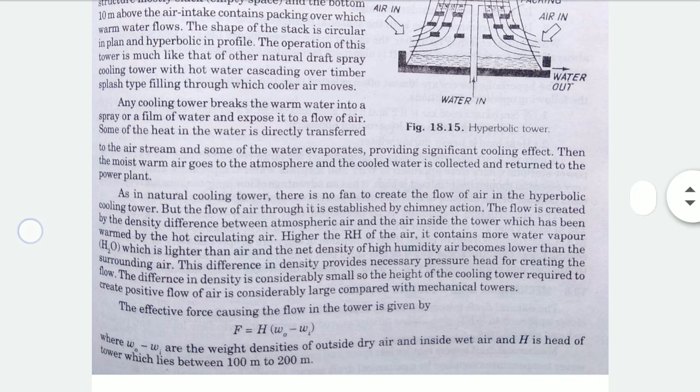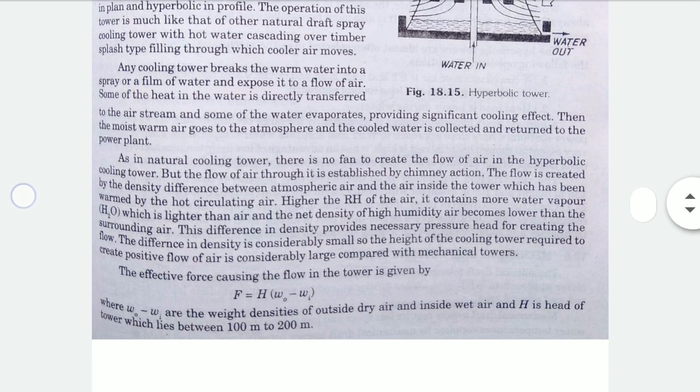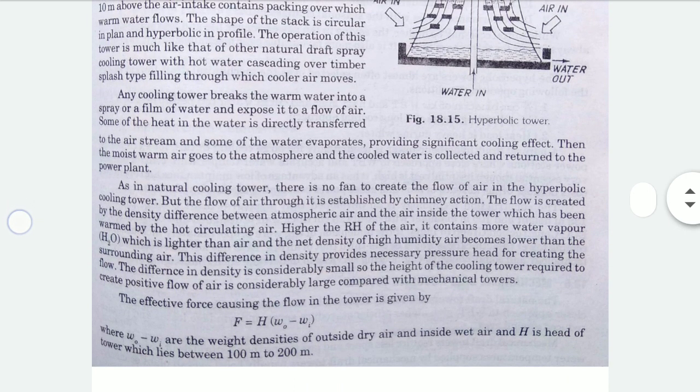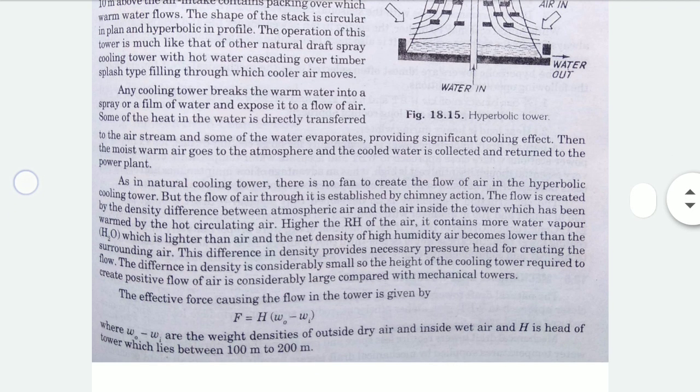As a natural tower, there is no fan to create the flow of air in the hyperbolic cooling tower. Because it is natural circulation, no fan is required for the circulation. The flow of air happens due to the chimney action, that is, the flow is created by the density difference between the atmospheric air and the air inside the tower, which has been warmed by the hot circulating water.